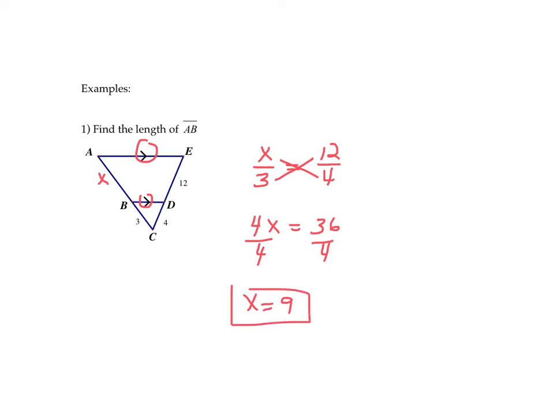You could also simplify your fraction first. So we have x over 3 is equal to 3 over 1, because you can simplify 12 over 4 to 3 over 1. Cross multiply, we get x equals 9. So any way you look at it, the length of AB is equal to 9.